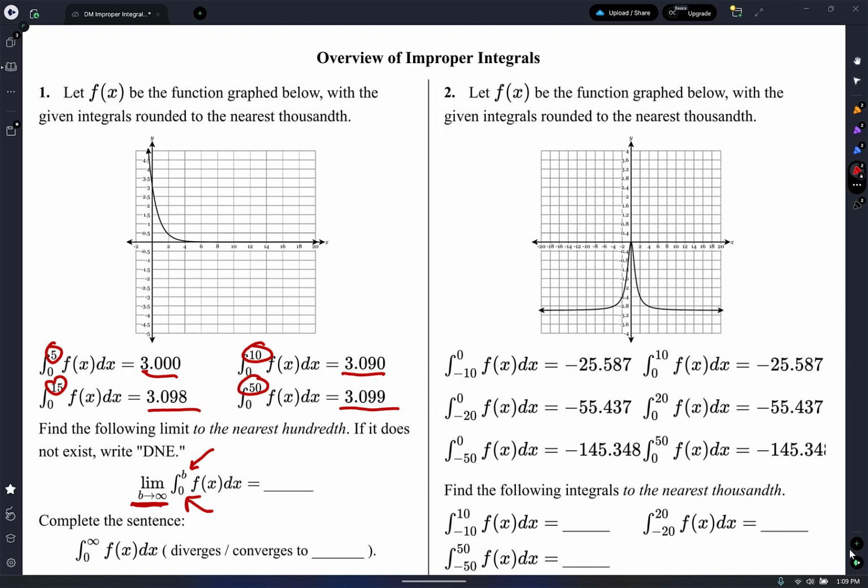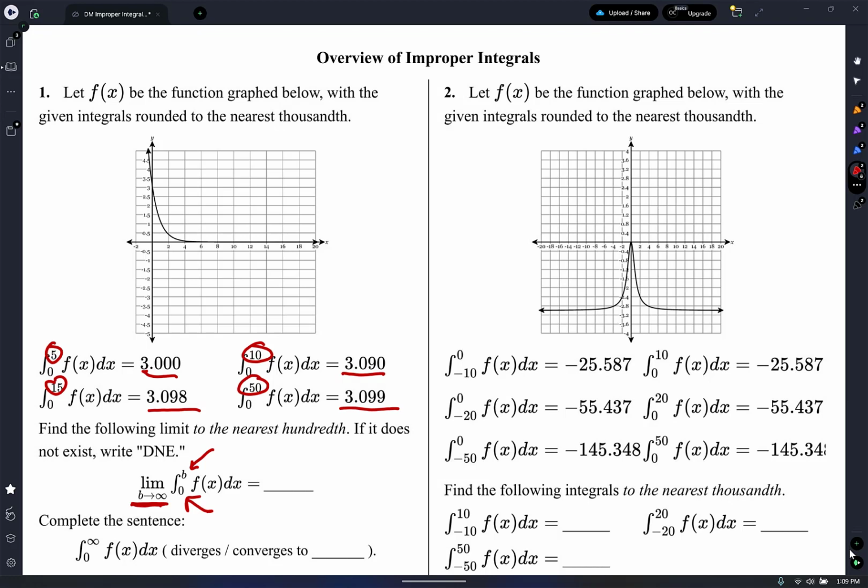Diverging means I'm not approaching any number. I just keep growing and growing and growing. And converging means that you're approaching a specific value. If it's converging, it has a limit or it has a value, and if it's diverging, that means I'm not approaching anything. It just keeps unbounded. Okay, sorry, I forgot that we're rookies on this. Ask me questions on whatever.